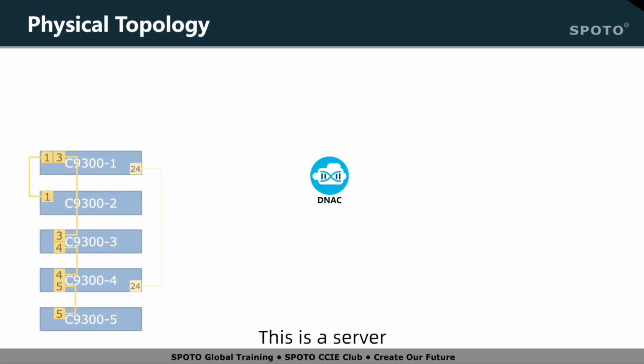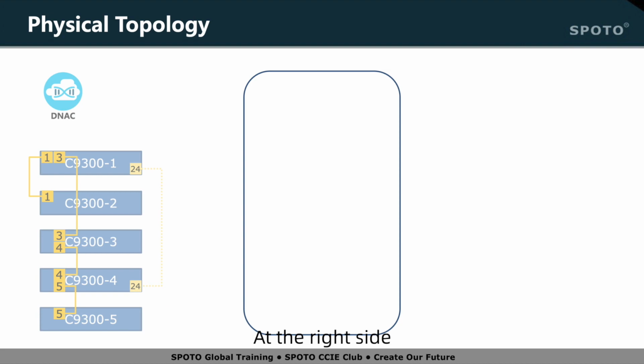And over here, this is a server. This is a DNAC server. It's nothing special, it's just a server. And at the right side, it is a server as well. It's a VMware vSphere. Actually, it is an ESXi server.